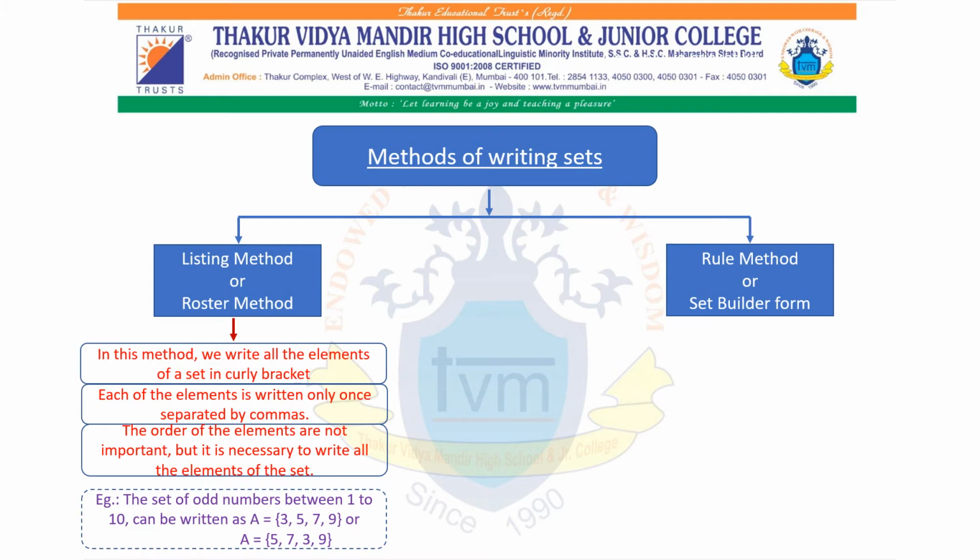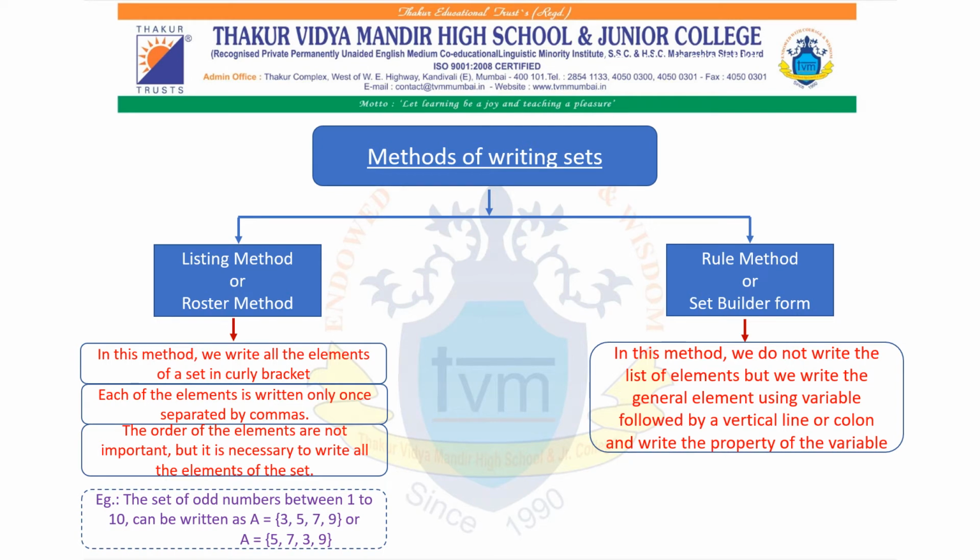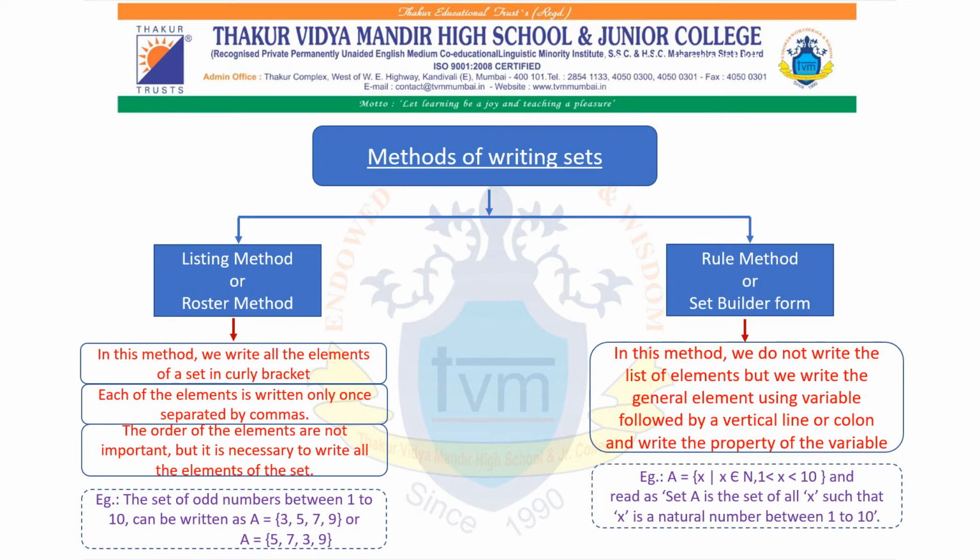Let us see the rule method or set builder form. In this method, we do not write the list of the elements, but we write the general element using a variable followed by a vertical line or colon and the property of the variable. For example, A equals, in curly brackets, x, vertical line, x, element of n, 1 less than x less than 10, which can be read as set A is a set of all x such that x is a natural number between 1 to 10.